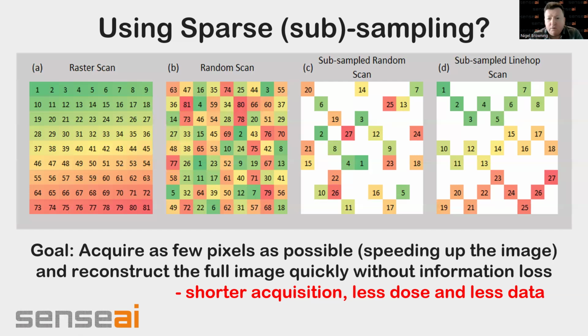Our goal is to acquire as few pixels as possible and then use something called in-painting to recover the full image. If we can get down to, let's say, 10% of the pixels, then we're 10 times faster in getting the image to come out. 10 times faster, we have 10 times less dose, and we have 10 times less data. And that all makes doing 4D STEM a lot easier.